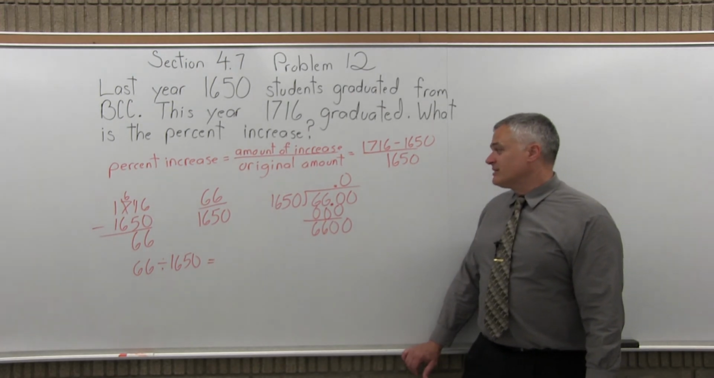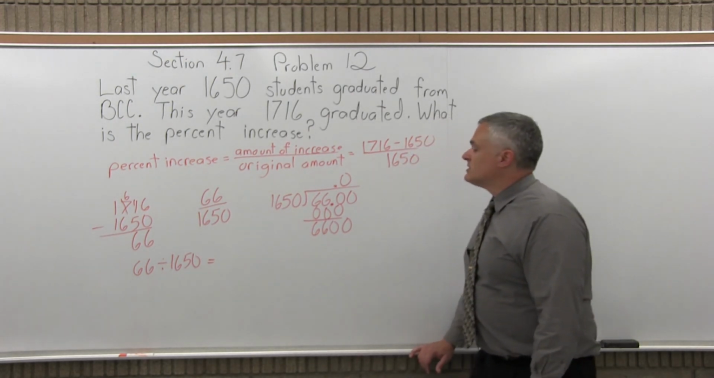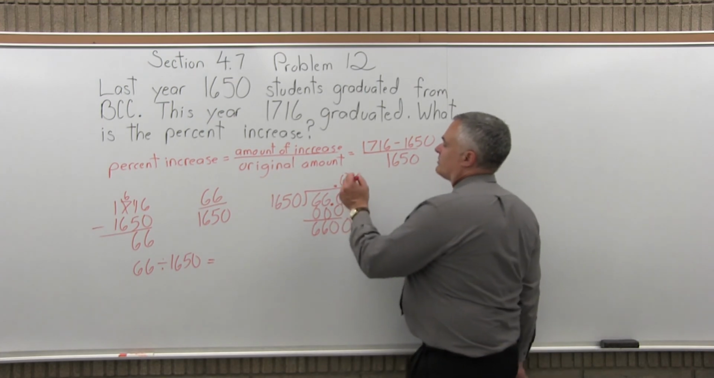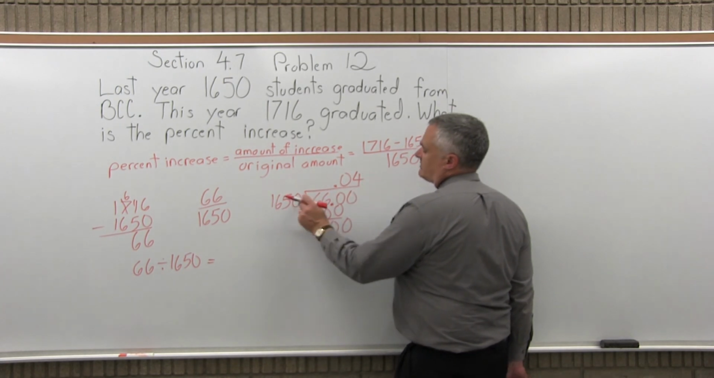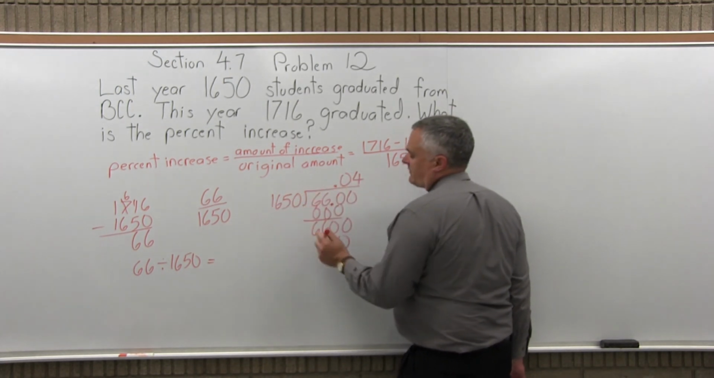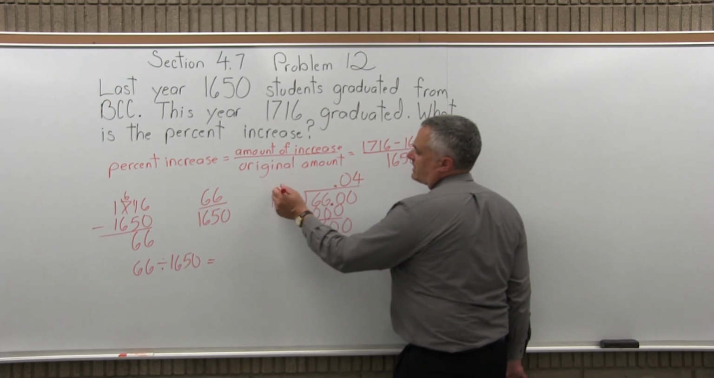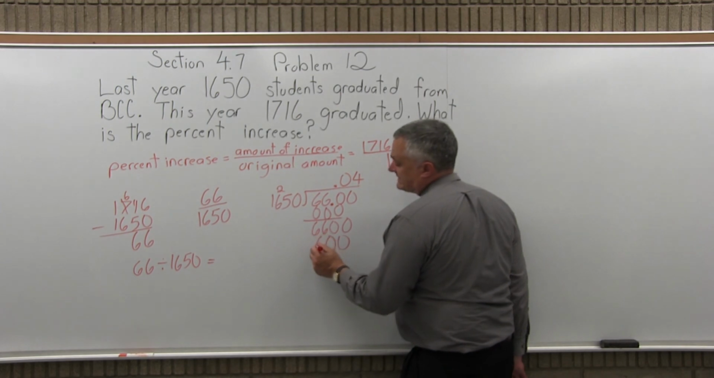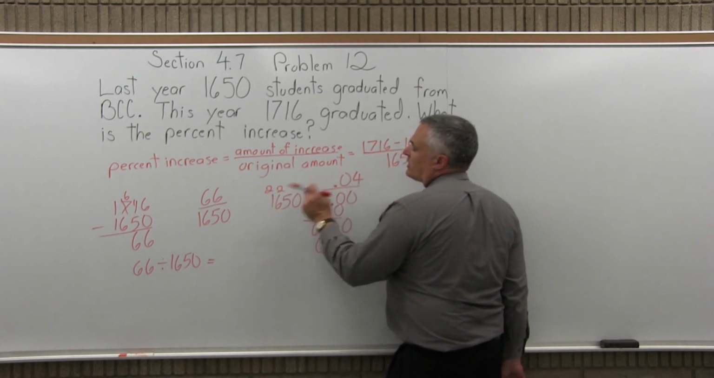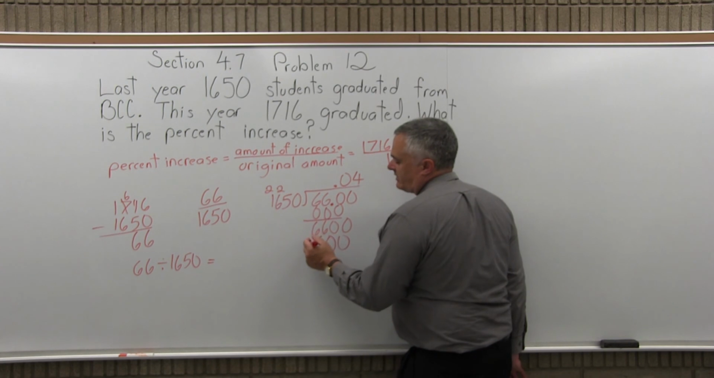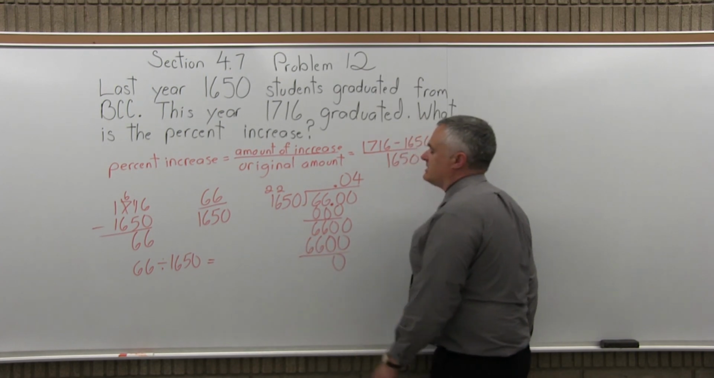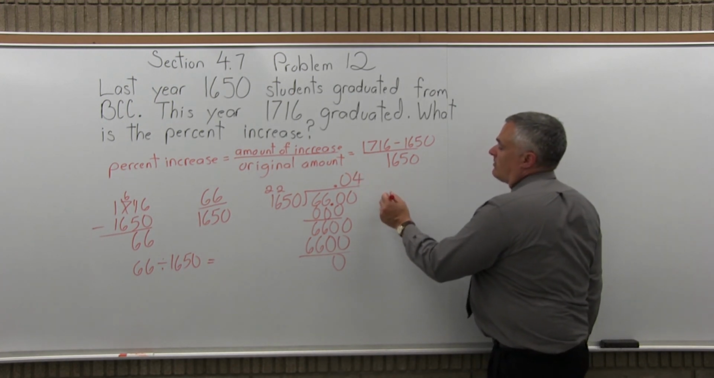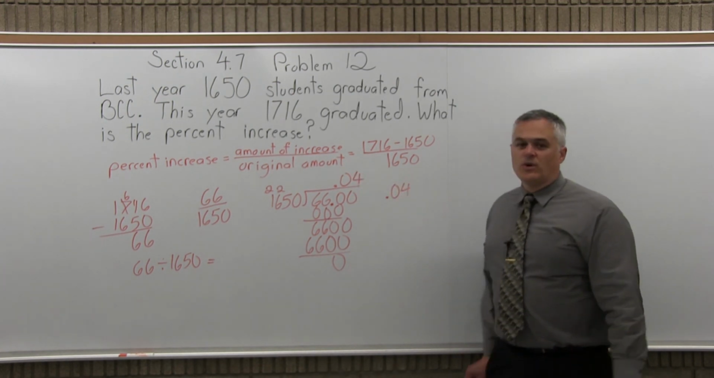Now, something times 1650. If I have 2 of them, that's 3,300. Oh, and that's half, so 4 should work. Let's try it. 4 times 0 is 0. 4 times 5 is 20. Write the 0, carry the 2. 4 times 6 is 24, plus 2 more that we carried is 26. Write the 6, carry the 2. 4 times 1 is 4, plus 2 more that we carried is 6, and it goes in evenly. 6,600 minus 6,600 is 0. So the answer in its decimal form is 0.04.